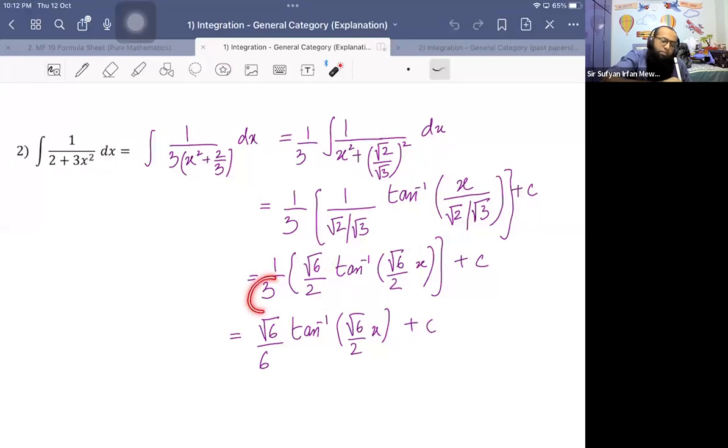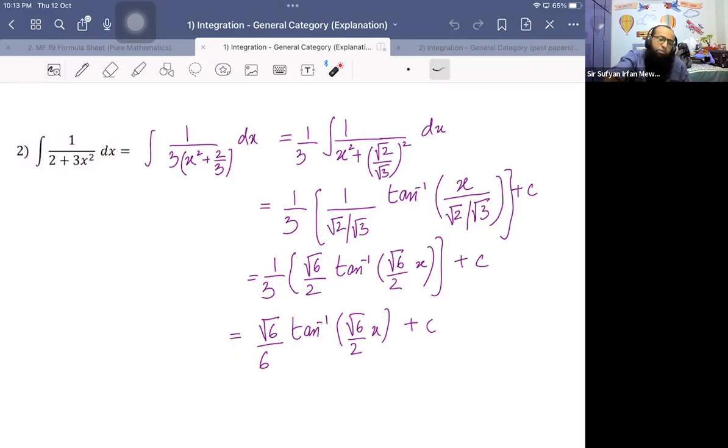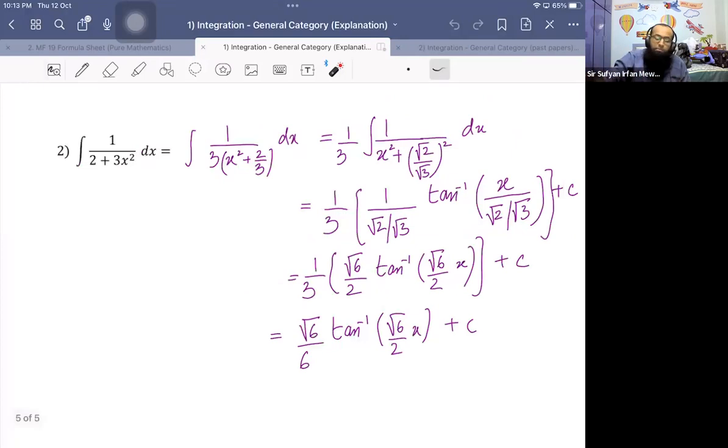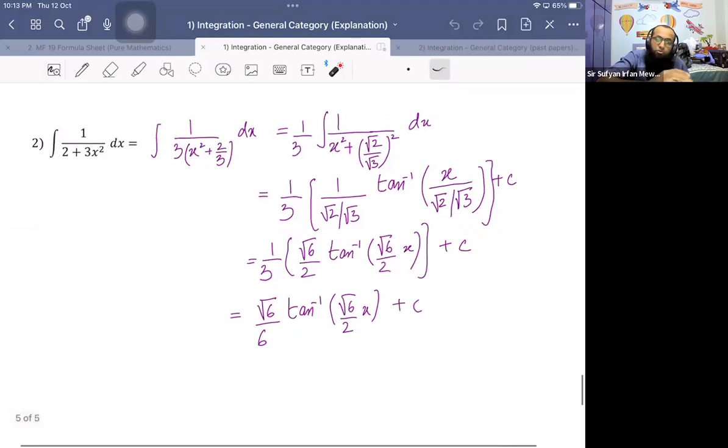Then if we multiply this 3 with 2, it becomes root 6 upon 6 tan inverse root 6 upon 2x plus c. So the integration of this is going to be root 6 upon 6 tan inverse root 6 upon 2x plus c. The same formula that we used in the previous example, we have used that. However, this was another example in which a root was involved, right? So I think this is a similar example and you can easily understand it. Just copy it down and let me know if it's clear to you as well. Write done and clear so that I can move forward.